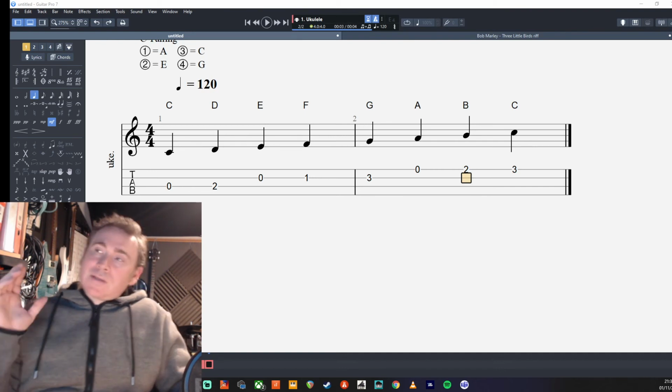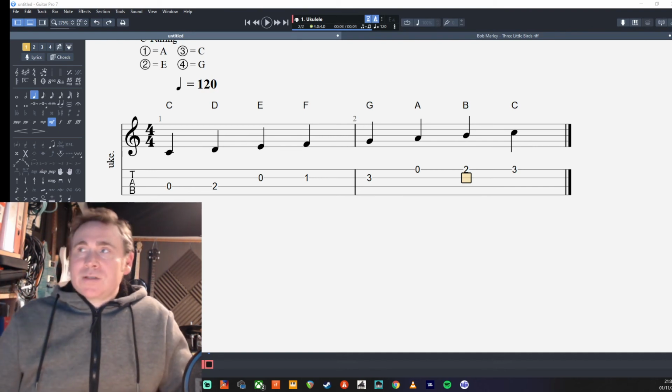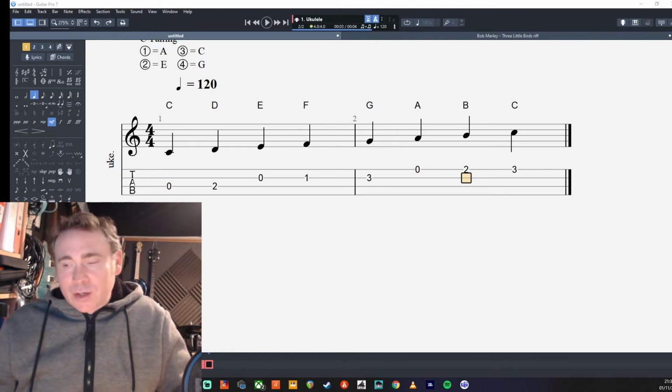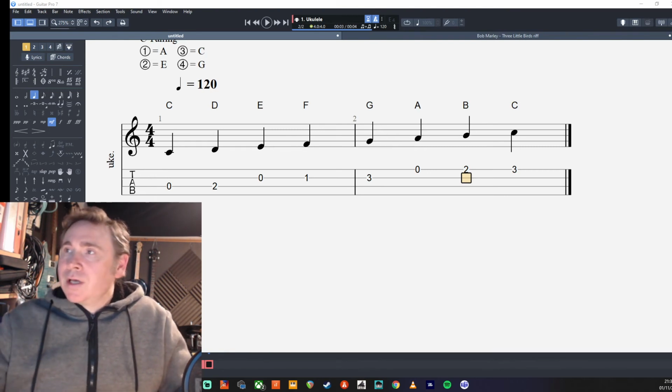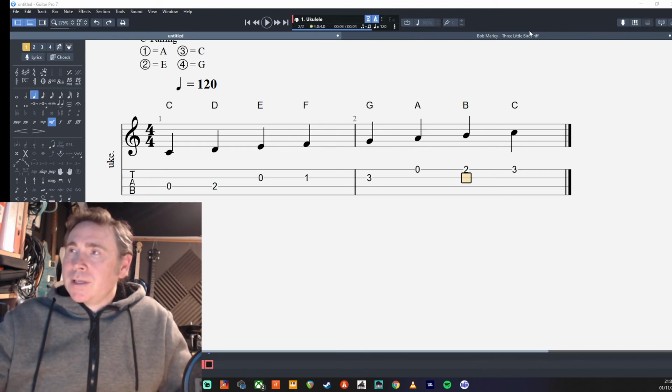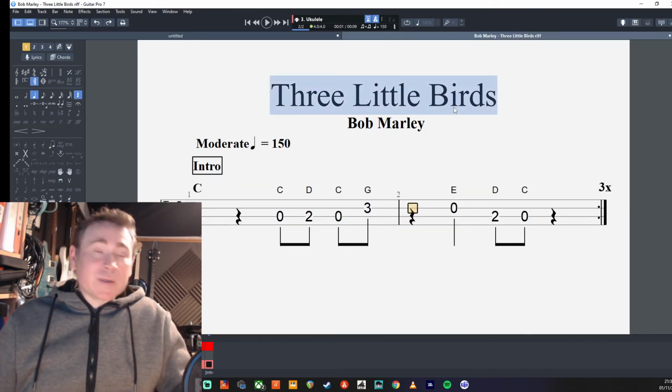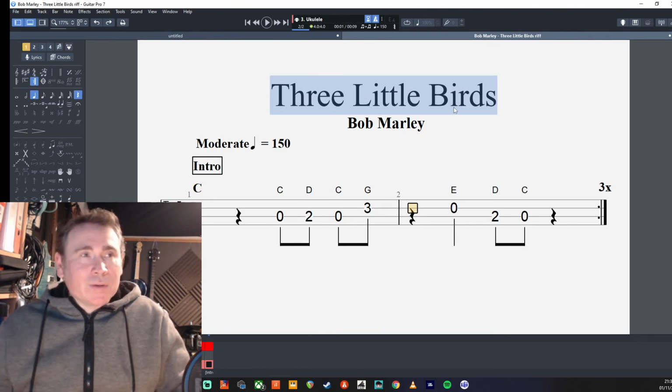And so what I'm going to do now is look at an example of something very familiar, something that we've all heard of and played. It's very common in the ukulele group. So we've got Three Little Birds by Bob Marley. Because it's a fun song, it's very simple, a lot of beginners can play it, and it's a happy song.